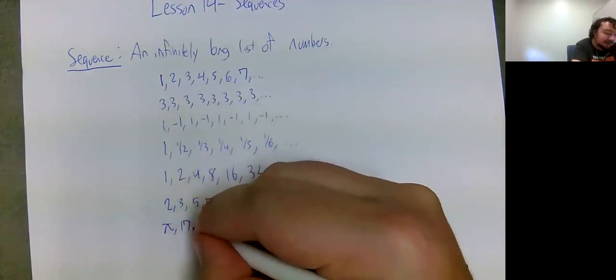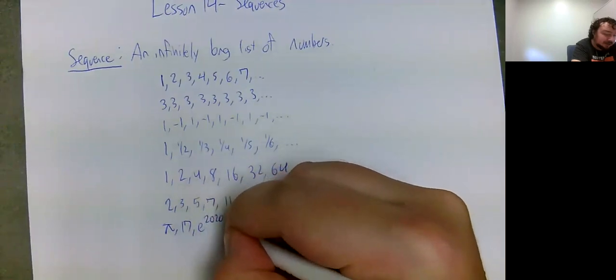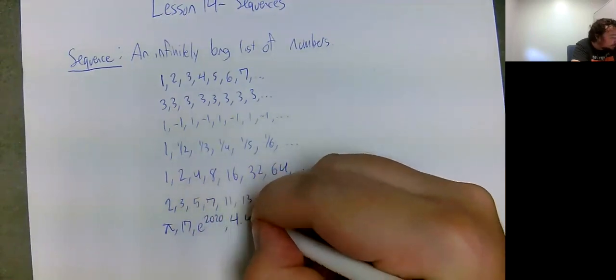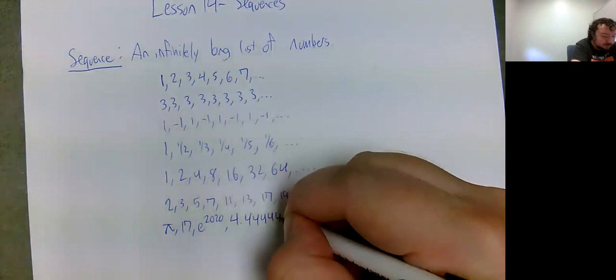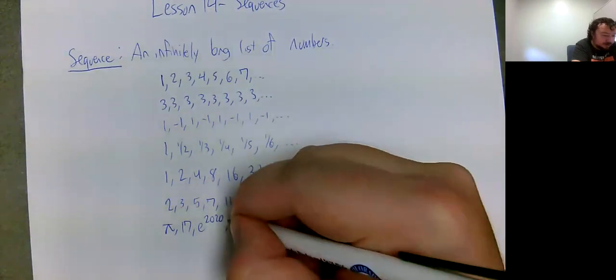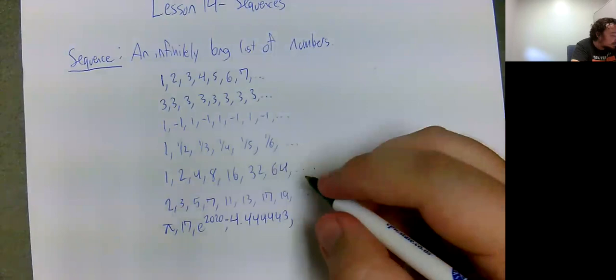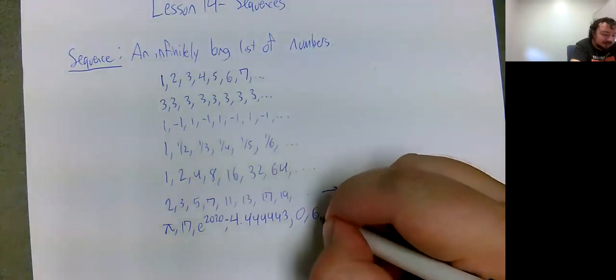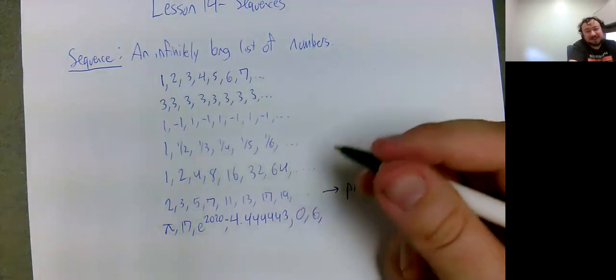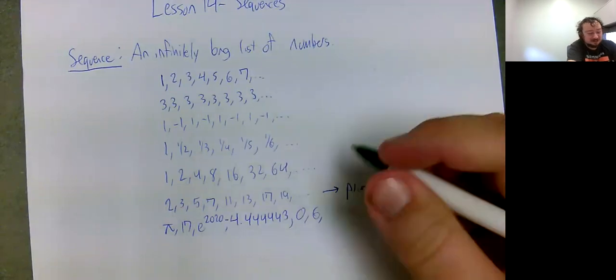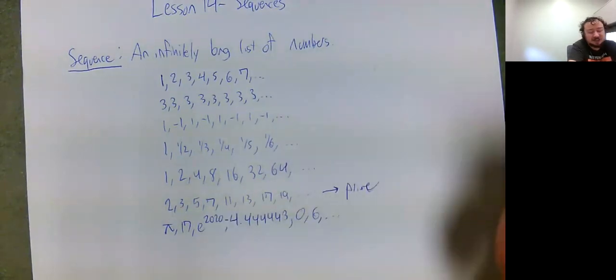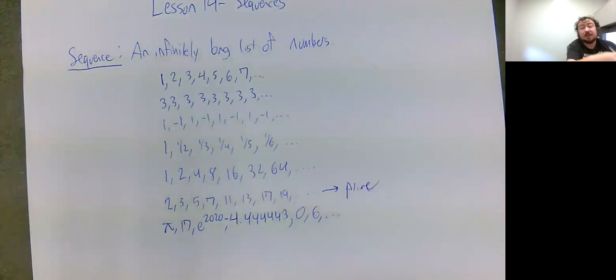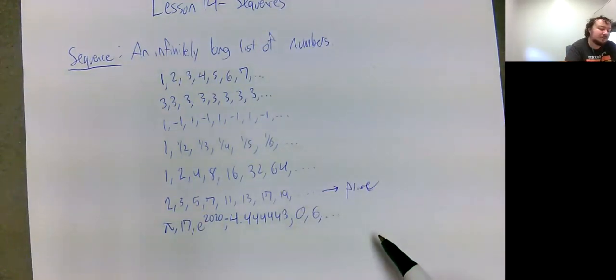We have pi, 17, e to the 2020, we have negative 4.444443. Oops, negative. I want that to be a negative there. Then we have 0, and then we have 6. And unlike the other ones, it's really difficult to guess what the next one would be here, because this sequence doesn't really have any rhyme or reason. Yet it is still considered to be a sequence because it's an infinitely long list of numbers.